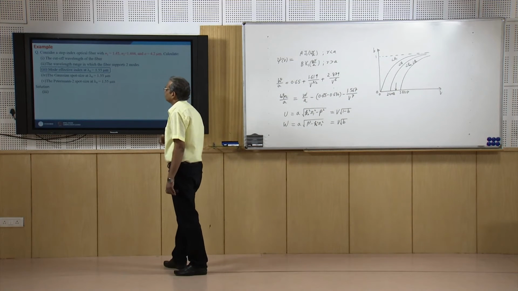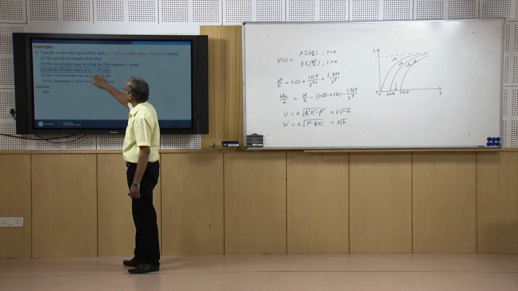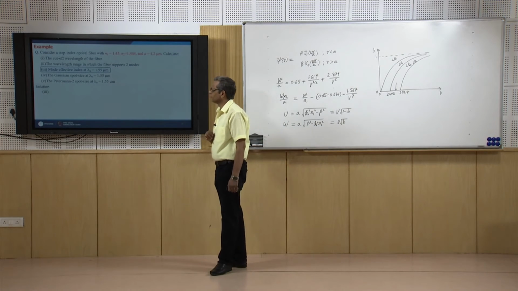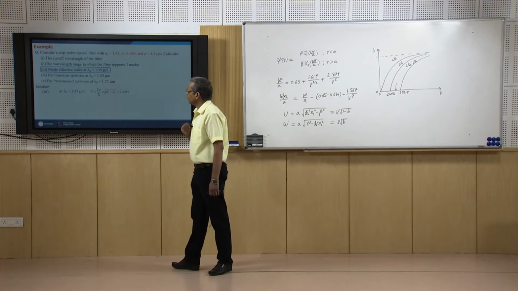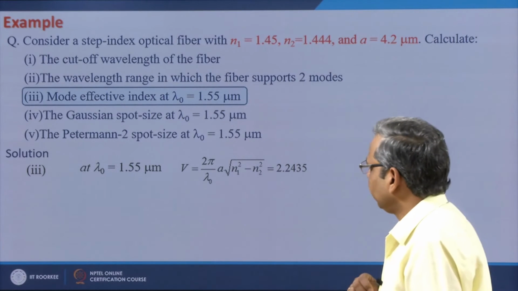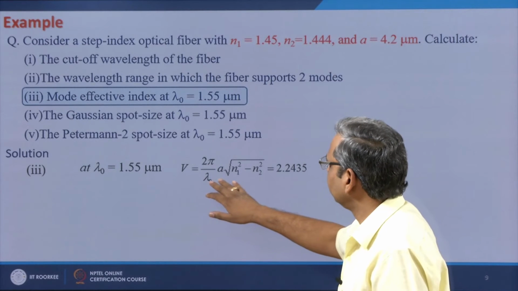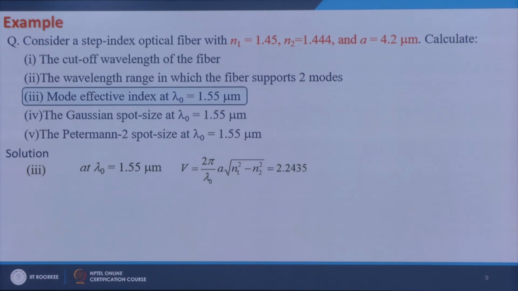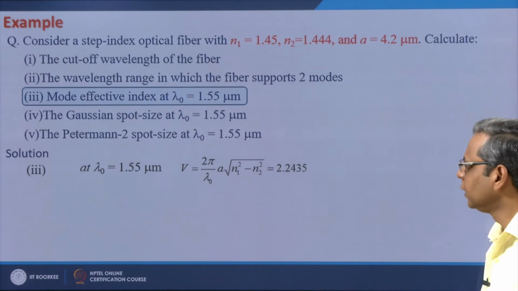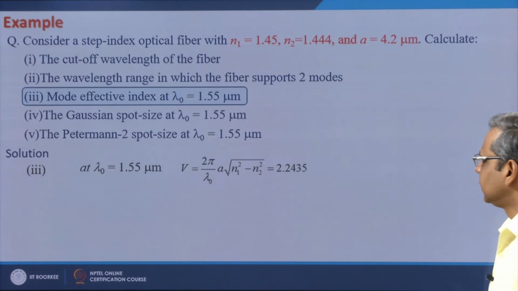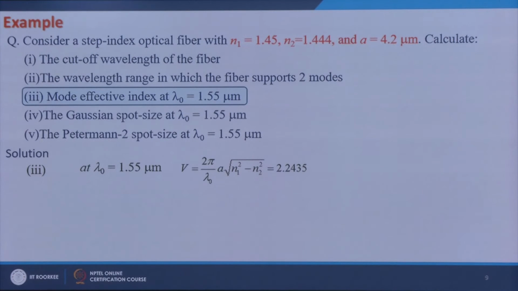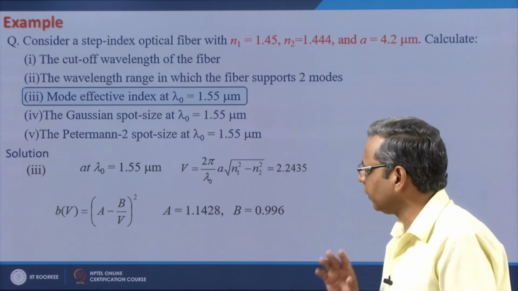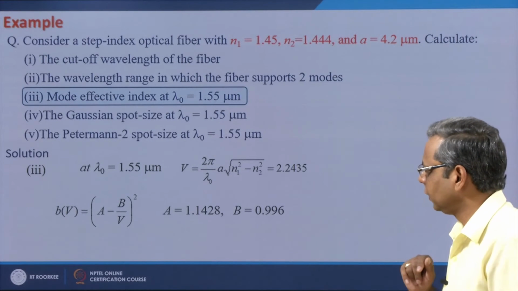Third part is, what is the mode effective index at lambda naught is equal to 1.55 micrometer. At lambda naught is equal to 1.55 micrometer, V is equal to 2.2435. So there is only one mode, because it is less than 2.4048. So there is only one mode, this is LP01 mode. And I know from that table also I can do, or from the empirical formula also I can find it out.